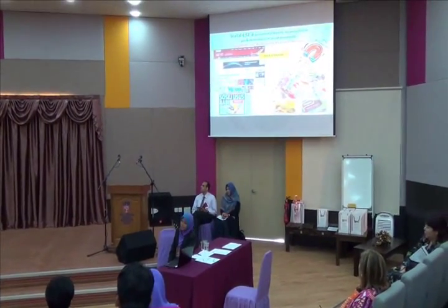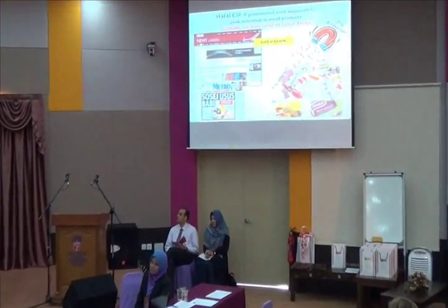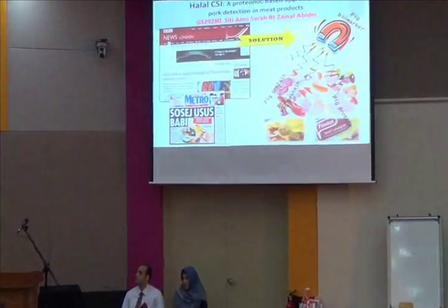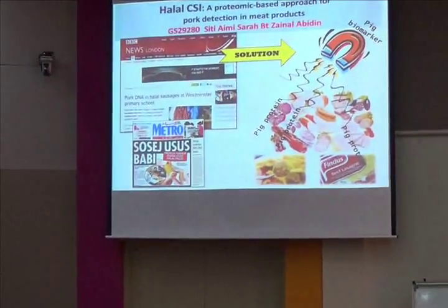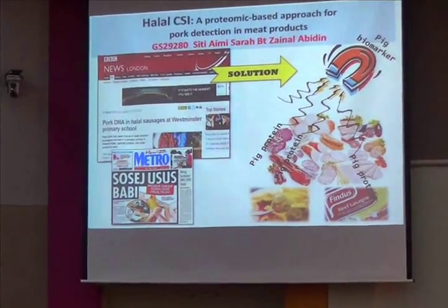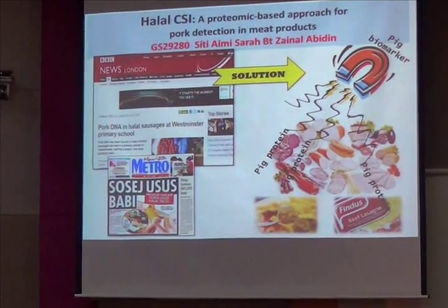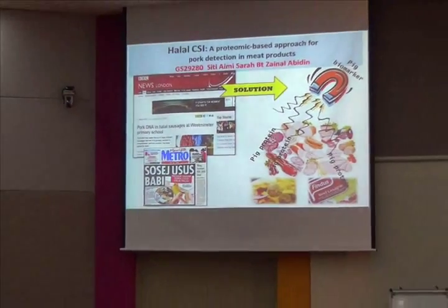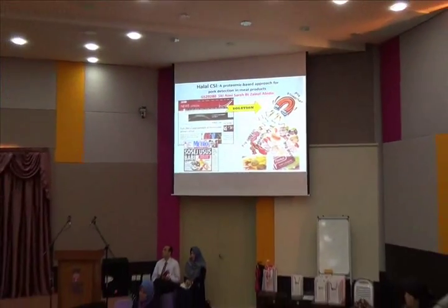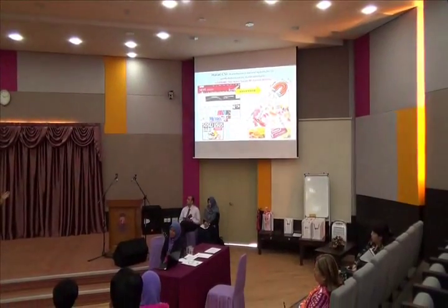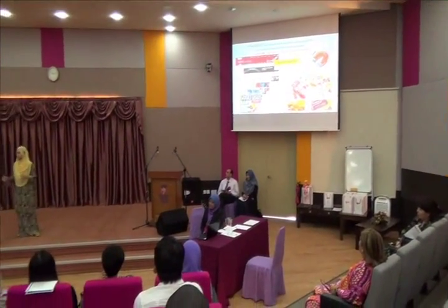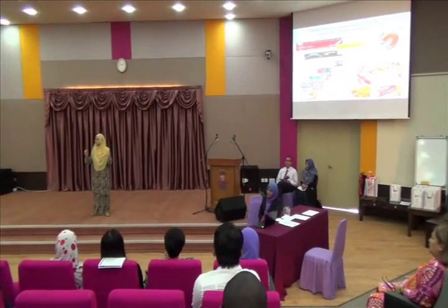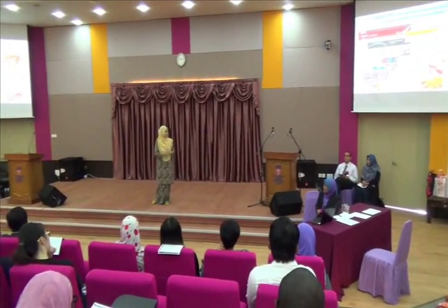There were cases where in 2011, the Malaysian Islamic Development Department, JAKIM, found traces of pig DNA in meat products supplied by a Penang-based company, which caused an immediate termination of their halal status, followed by a case in March 2013, where halal chicken sausage served to students in central London schools was revealed to contain traces of pork as well. See, such a critical issue, isn't it?